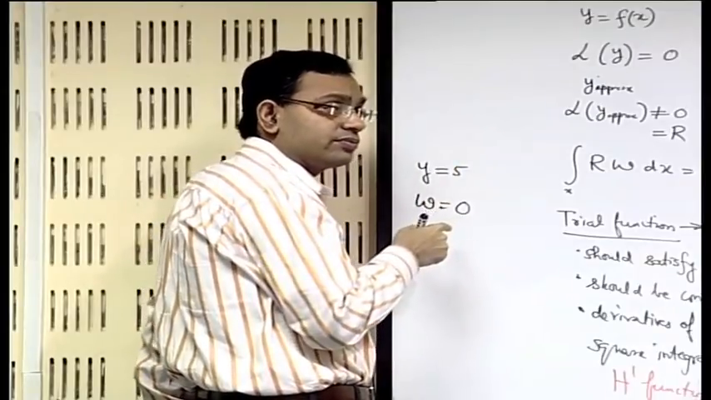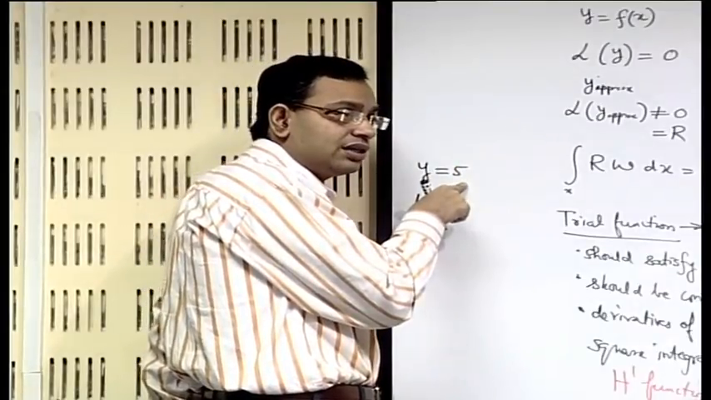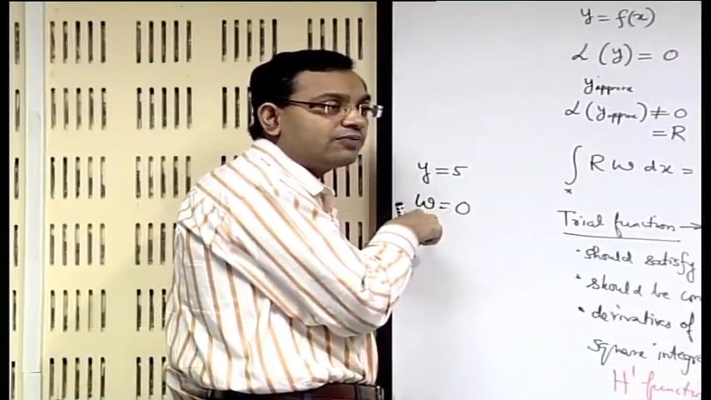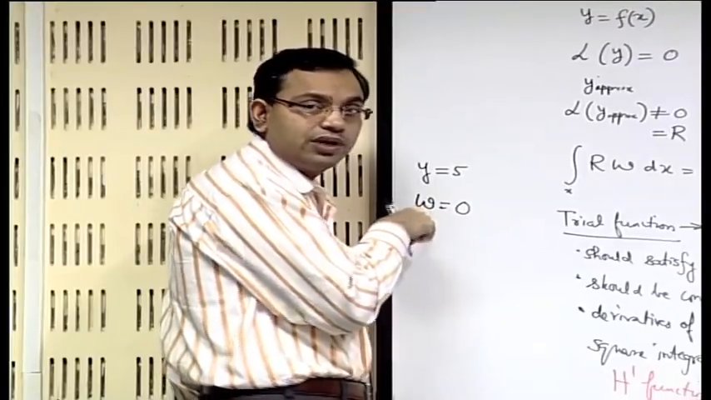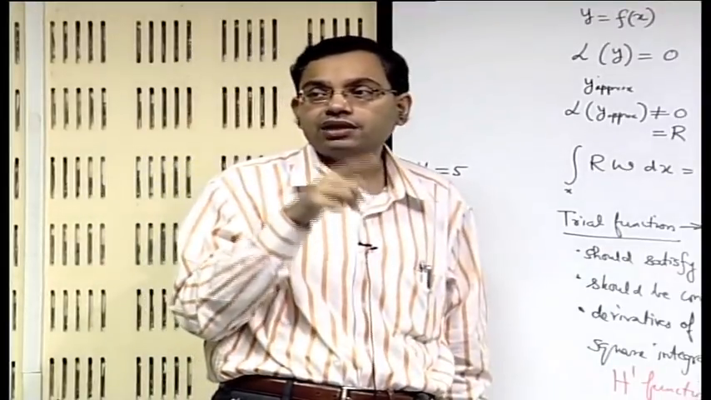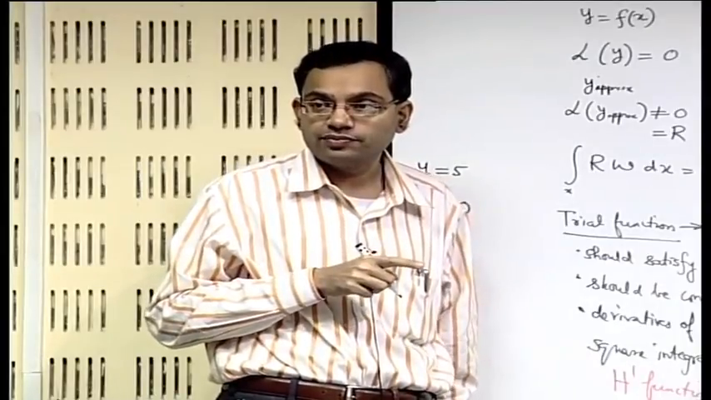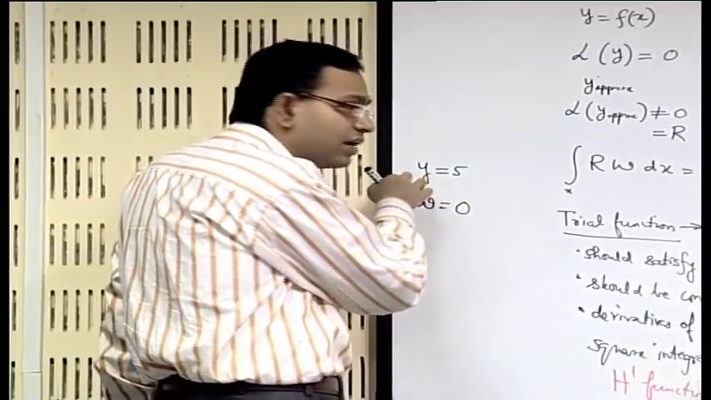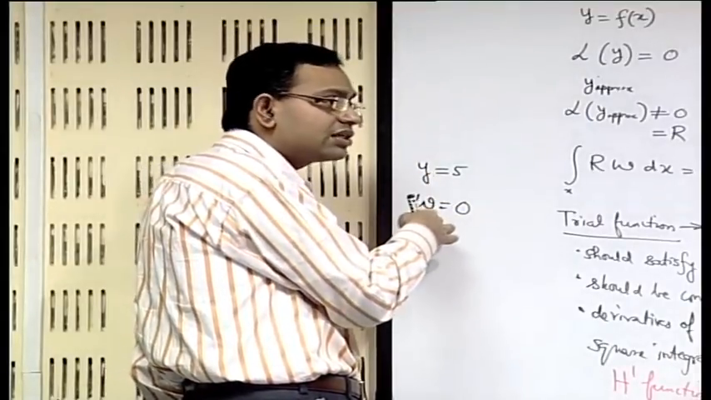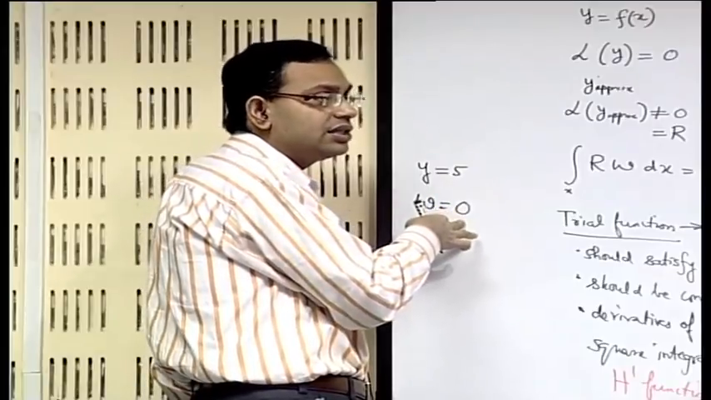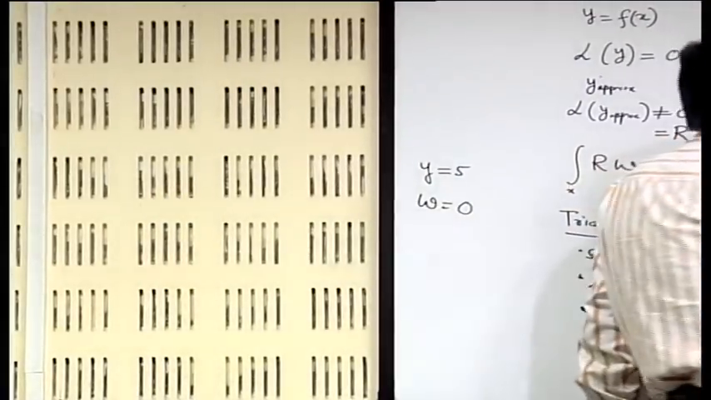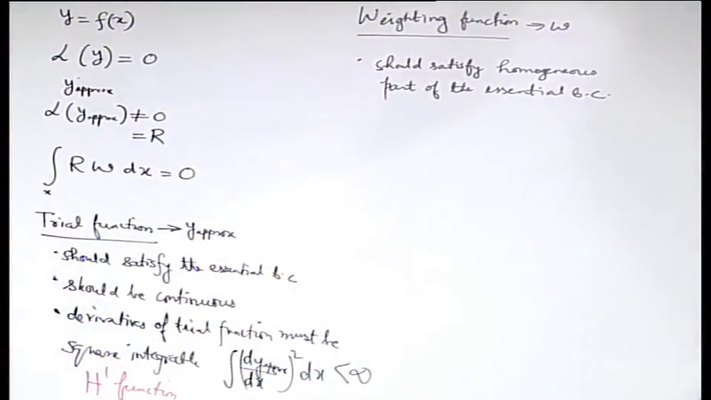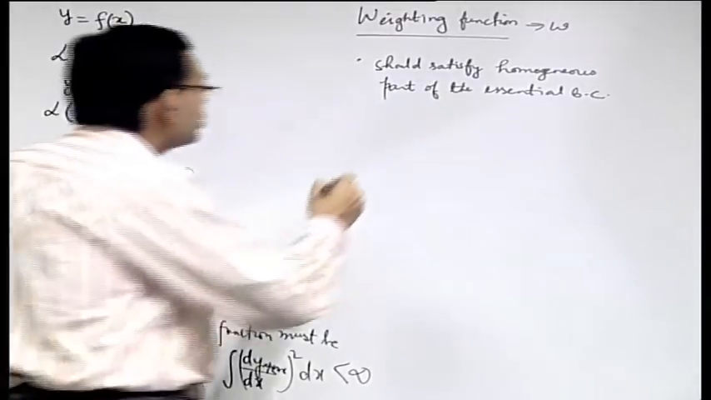So, why is it so? See, if y is specified, then variation in y is 0, and the weighting function has a similar meaning to that of variation in y. Therefore, the weighting function is 0 at the points where the function itself is defined. So, wherever you have the essential boundary condition, that means the function is defined, the corresponding variation which is reflected through the weighting function is 0. That requirement should be satisfied by the weighting function. The weighting function also should be continuous.